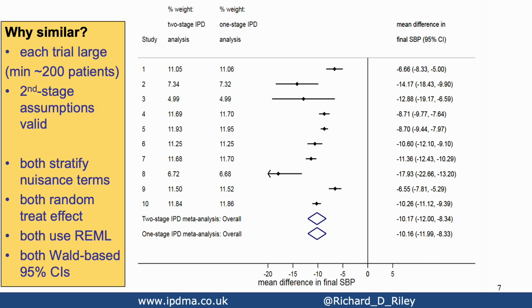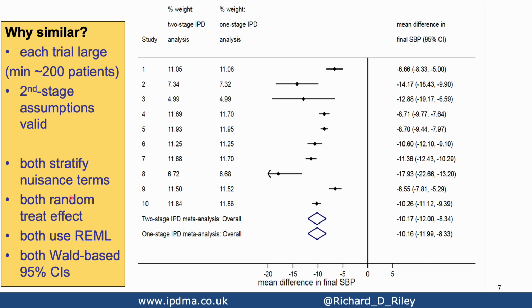So why are they similar? Well, actually here, what's happening is that each trial is quite big, about 200 people at least in each trial. So remember what I said about the second stage assumptions, that we have estimates that are approximately normally distributed with known variances. Well, when the trials are reasonably big, that's going to be a good assumption to make. Both approaches, whether you do one stage or two stage, are going to stratify nuisance terms by study. So we're making consistent assumptions.